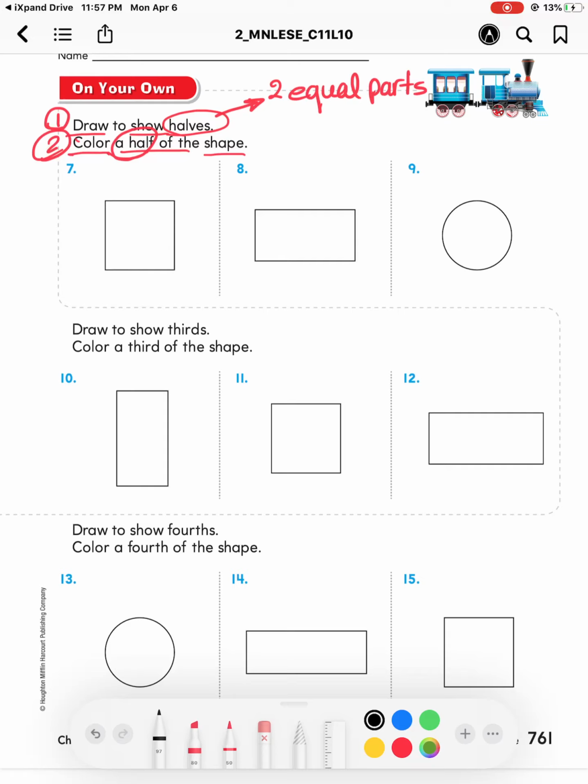Here we have a square. A square. The easiest way to divide it into half is like this. Okay, then we have to color a half of the shape, a half of the shape, like this. Okay, let's move to question number 8. Here we have a rectangle. A rectangle. How can we divide a rectangle? We can divide a rectangle like this, right? So here we have to color after that a half of the shape, a half of a rectangle, okay, like this.